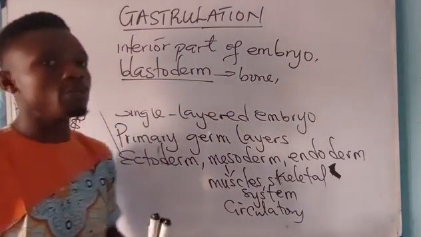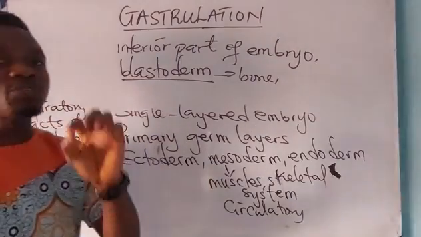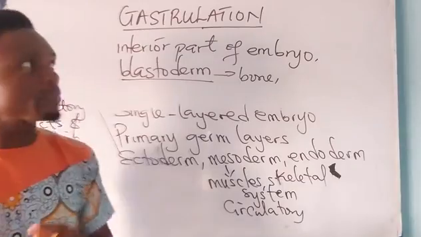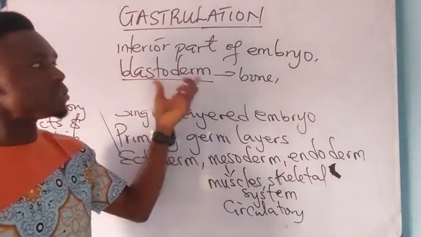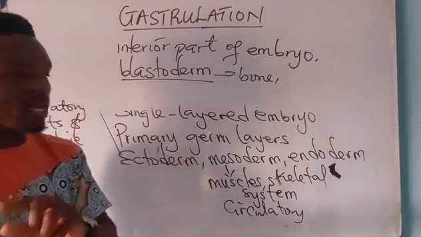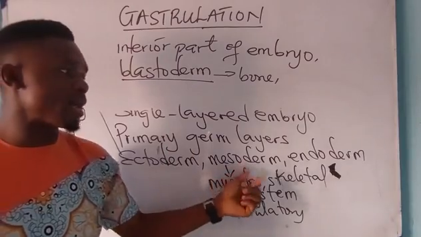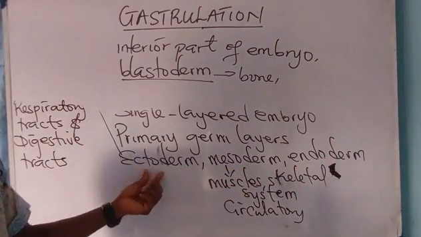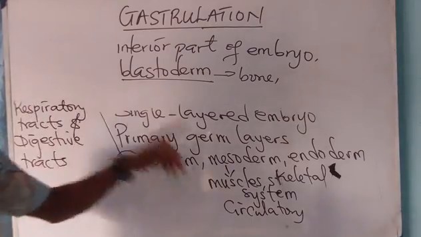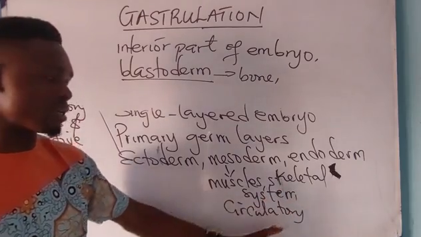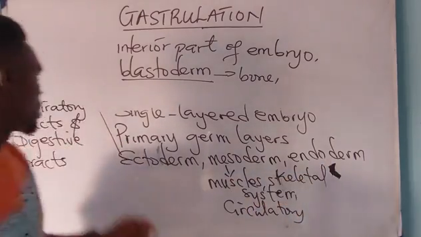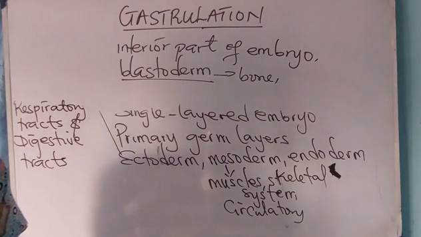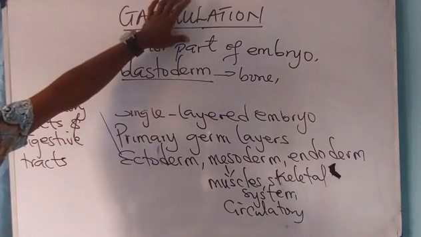Gastrulation is a phenomenon characterized by the transformation of a single-layered embryo called blastula into a multi-layered embryo called gastrula, to form primary germ layers, which are the ectoderm, the mesoderm, and the endoderm. Full stop. You are not stopping there. You further state that the ectoderm forms the nervous system and the skin, the mesoderm forms the muscle, skeletal system, and circulatory system, while the endoderm forms the respiratory tracts and what? Digestive tract or the gastrointestinal tract. That is all about gastrulation.